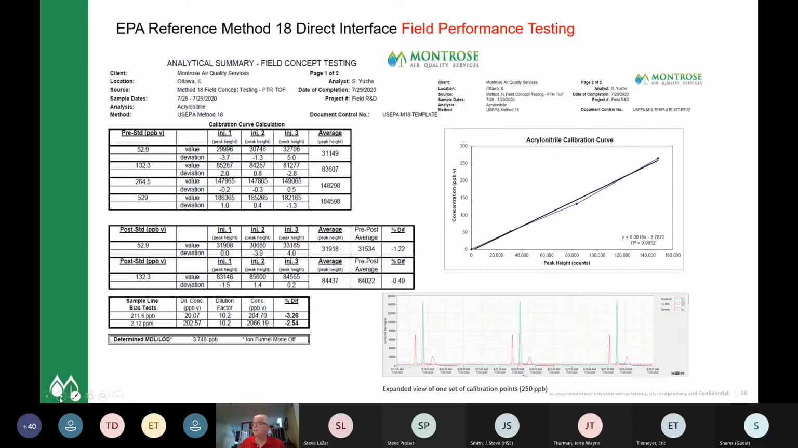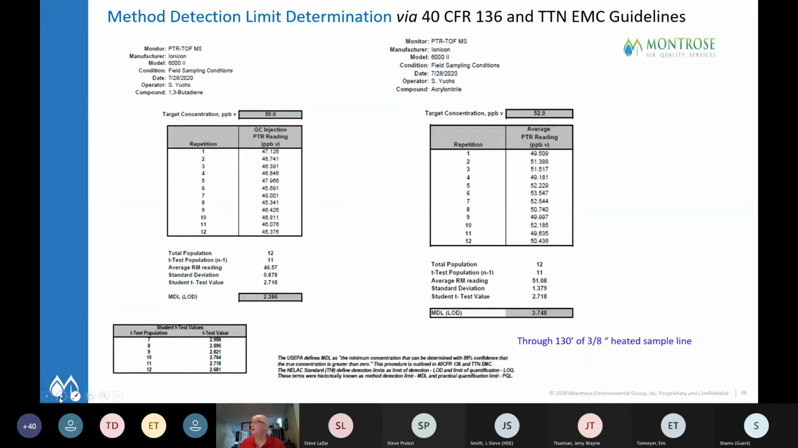To go along with the rest of the method 18 requirements, we did do a detection limit determination, 2.4, about 3.7, respectively, parts per billion, and that's through 130 feet of 3/8" heated sample line. So I was really happy with that number.